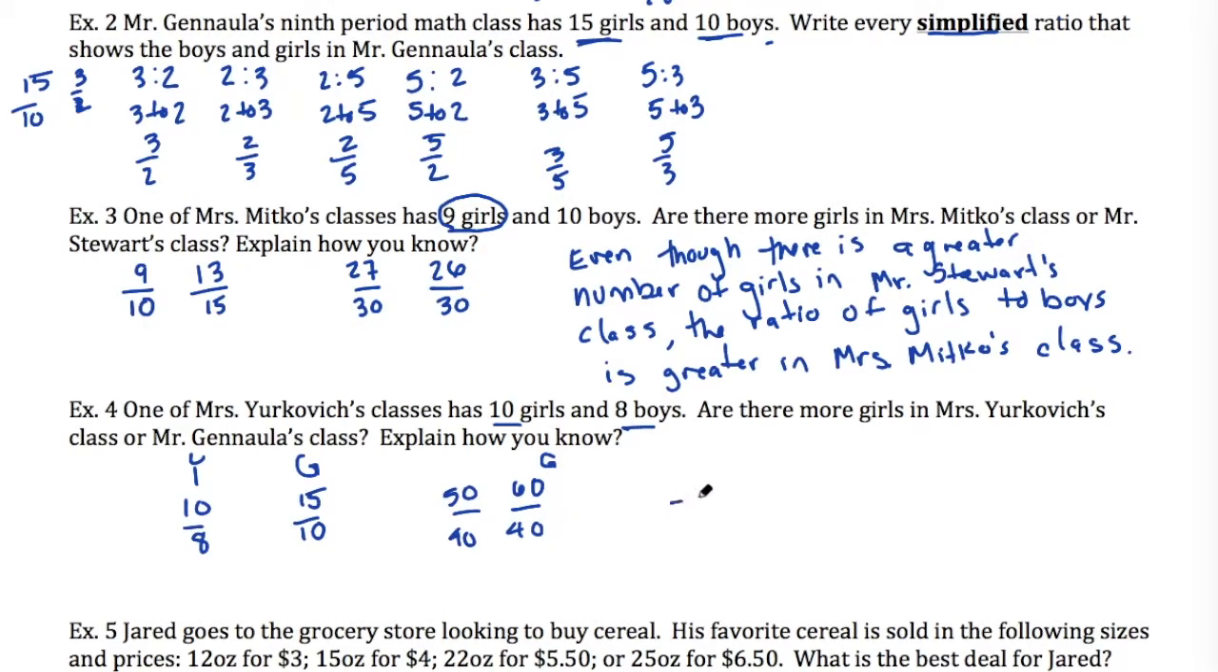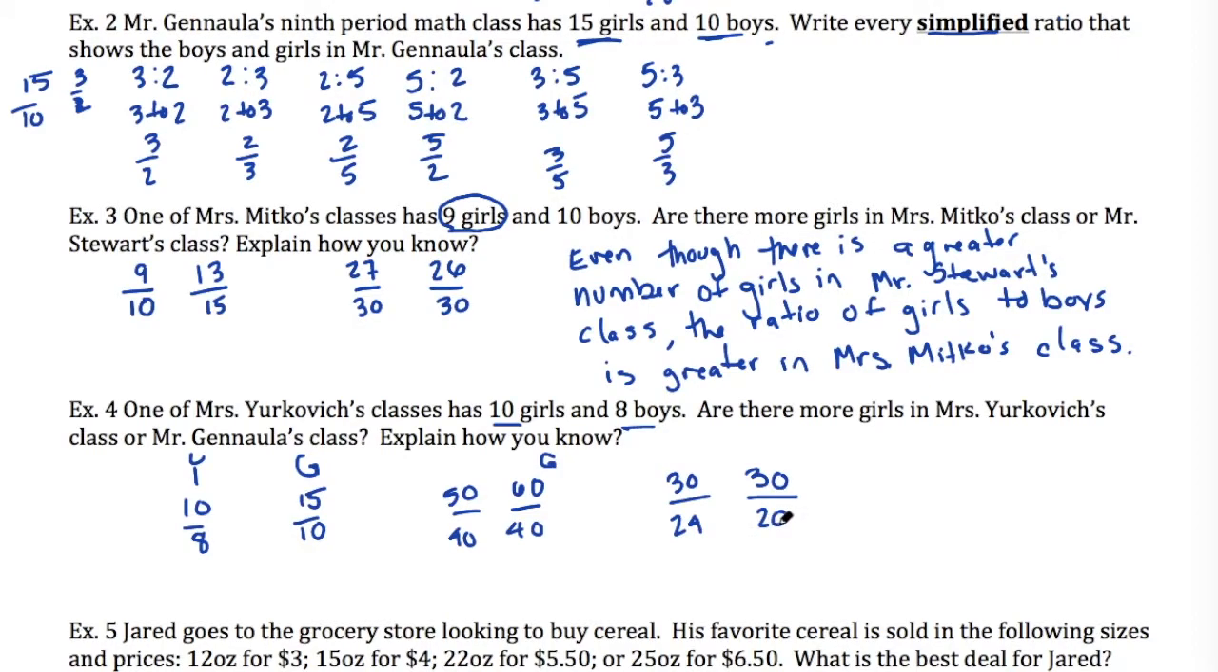Another way that we could show these to be the same is, let's look at the numerators for a second. 10 and 15. We can make both of those numbers into 30. So this is saying if we scaled up both rooms to have 30 girls, the same number of girls in each class, we'd have 30. Well, what do we do to Yurkovich's ratio? We multiplied that by 3. So that'd be the same as 24 boys. And for Mr. Janala's class, we multiplied by 2, so that would be 20 boys.